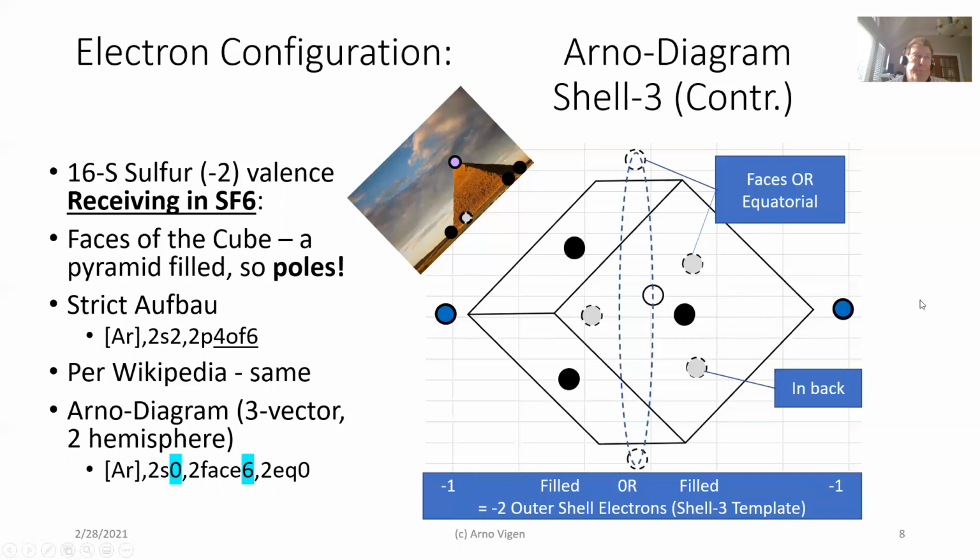Now the thing is, again, the strict aufbau says that it's 2s2, 2p, 4 of 6. Okay, Wikipedia supports that as the current, there's no exceptions known. However, as you can see, I show the 2 as an S0 and the 2F for faces 6, and again, always full or always empty, no partials.